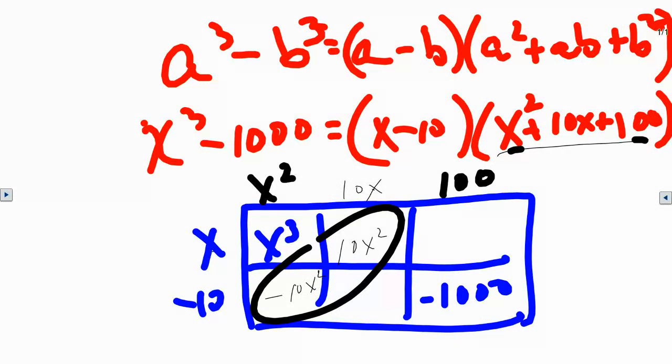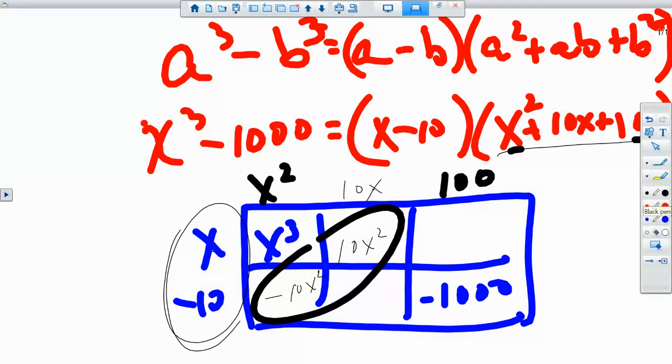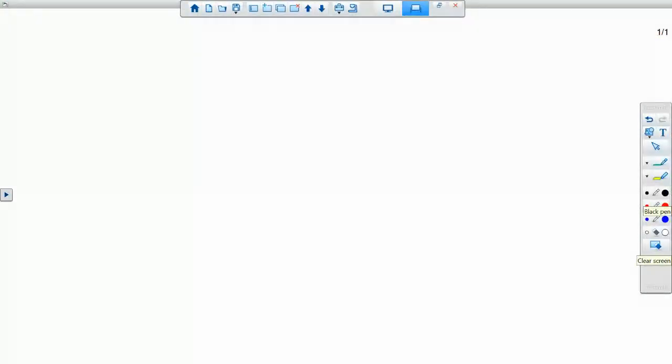So I don't care how you do it, but you need to know this first part here about what's being cubed. So recognizing perfect cubes is kind of important for being able to do this kind of problem.